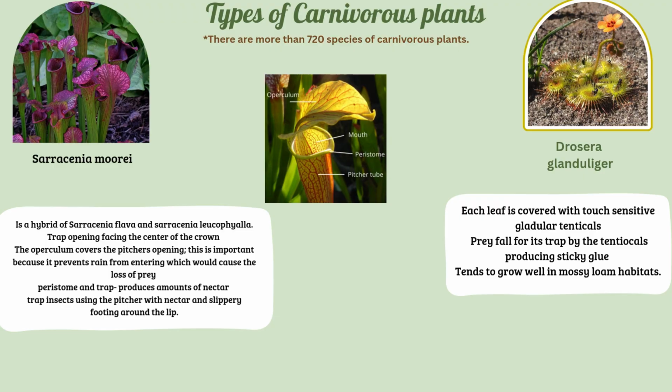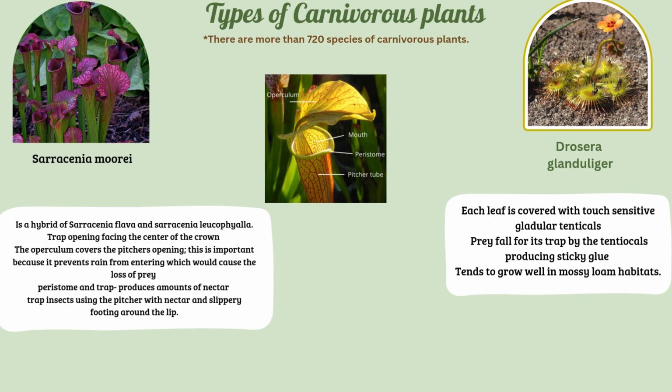The types of carnivorous plants. There are more than 720 species of carnivorous plants. Sarracenia mora is a hybrid of Sarracenia flava and Sarracenia leucophylla. The trap opening faces the center of the crown. The operculum covers the pitcher's opening. This is important because it prevents rain from entering, which would cause the loss of prey.